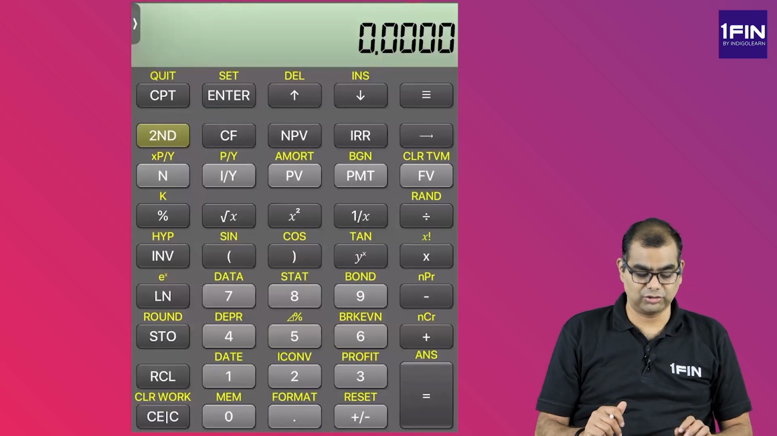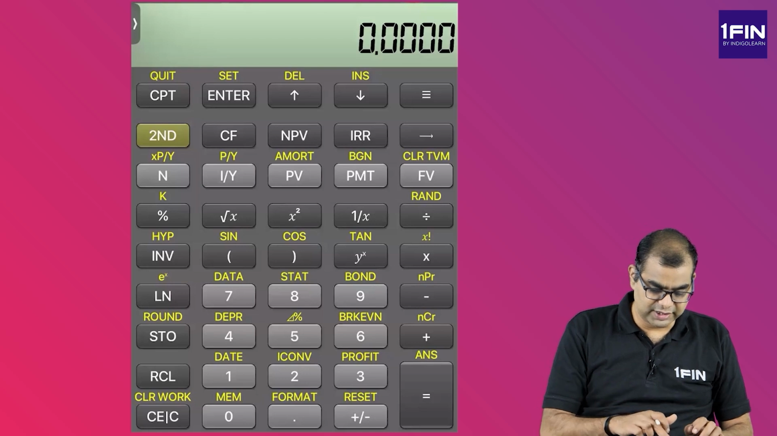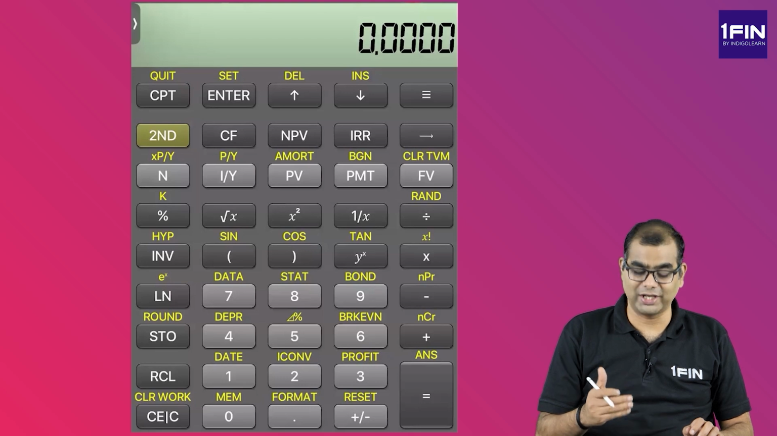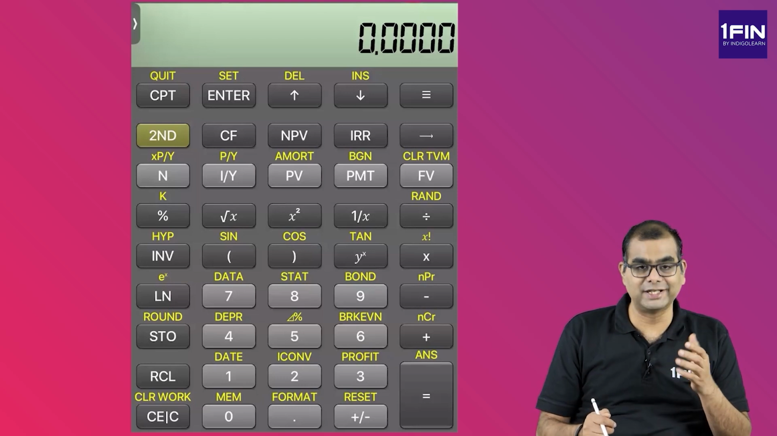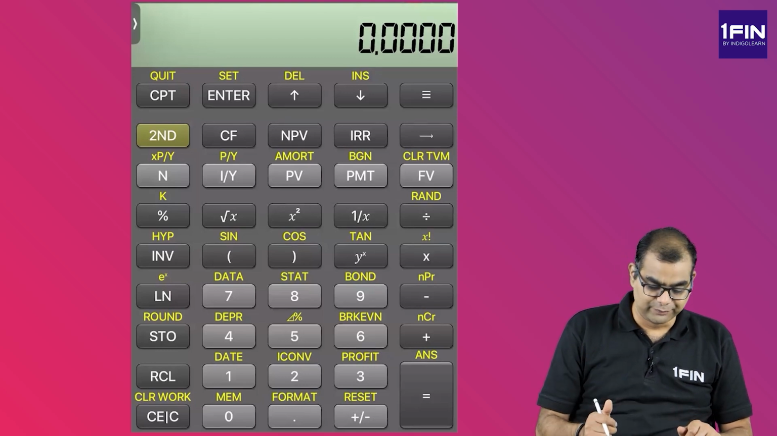So friends, now we are going to look at the next one, which is very important, which is the cash flow. You see here this button in the second row, something called cash flow, NPV, IRR, and the funny part is there is no yellow color text or any different text above them. So the second function is actually not there for them. Interesting, right?